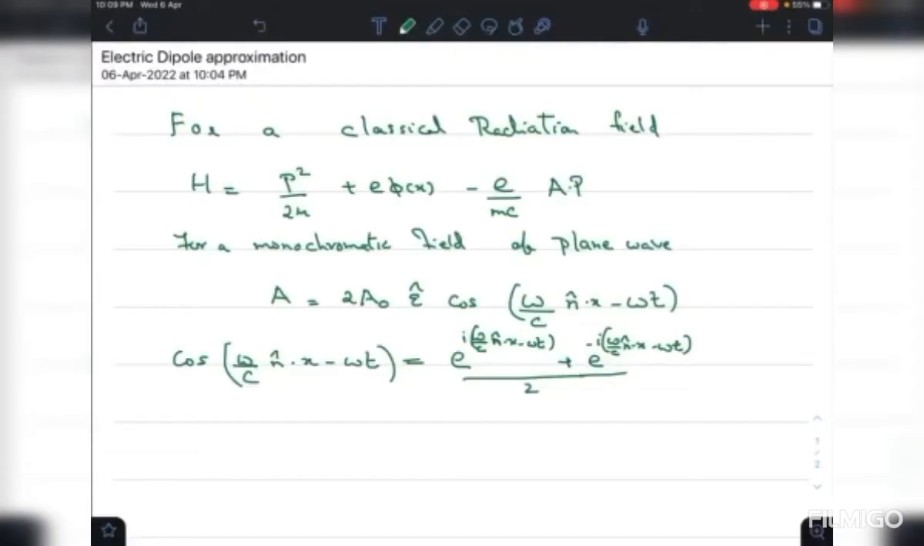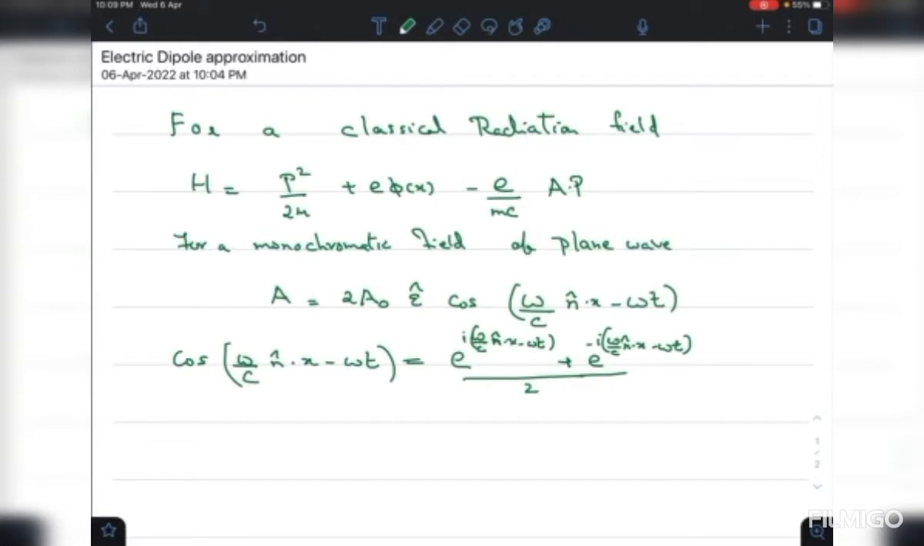Today we'll be dealing with the electric dipole approximation, which is the application of the interactions with a classical radiation field. In the previous case, we had considered the case of a monochromatic field of the plane wave. So, just a recap of that.